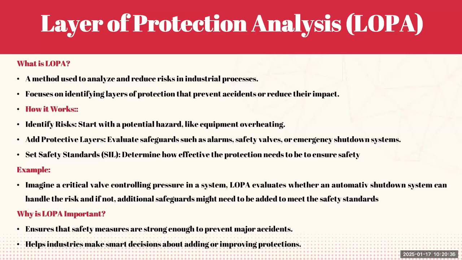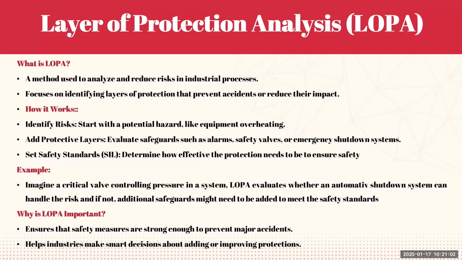So how it works is the process begins by identifying potential risks, such as equipment overheating. Then protective layers are evaluated, which could include alarms, safety valves, or an emergency shutdown system. Lastly, the safety integrity level, which is the SIL, is determined. This step ensures that the protective measures are robust enough to handle the identified risks.